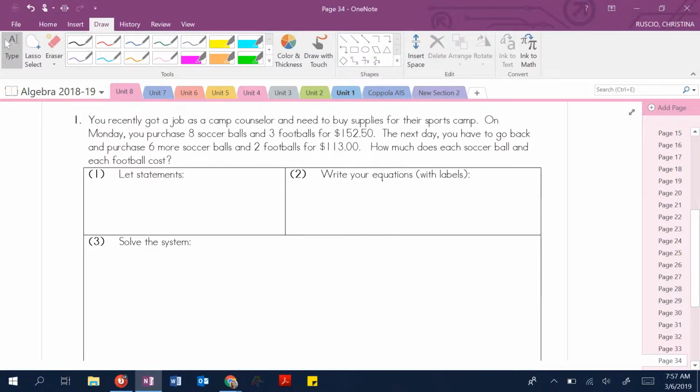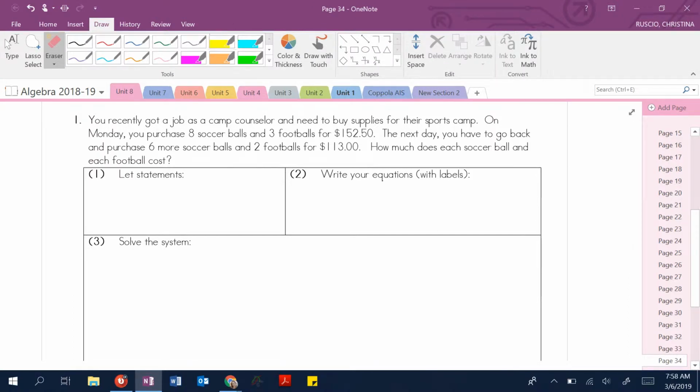So let's read through this question on your own and see if you can figure out what the unknown is. So as you can see, you're purchasing soccer balls and footballs for your sports camp. On Monday, you purchase 8 soccer balls and 3 footballs for $152.50. And Tuesday, you purchase 6 soccer balls and 2 footballs, and it's $113. How much does each soccer ball and each football cost?